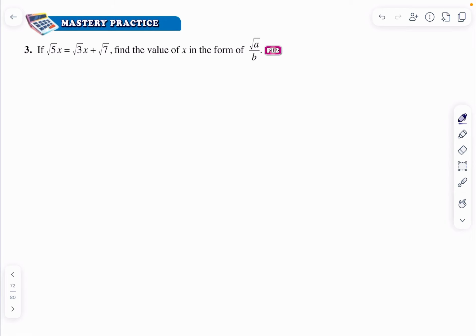Mastery practice question 3. If surd 5x equals surd 3x plus surd 7, find the value of x in this form. Since we need to find the value of x, whichever term has x, we bring it to one side. So surd 5x minus surd 3x equals surd 7.